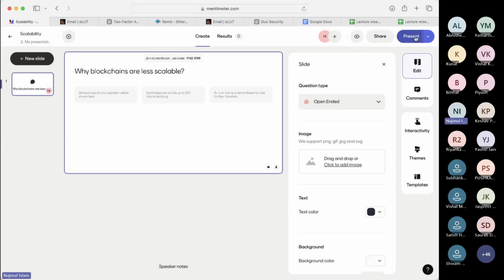So then data is deleted, hence data is a forever storage problem. Okay, but anyway, I think you basically understood the fundamental reasons why blockchains are less scalable. Okay, all right, then I go to today's topic.